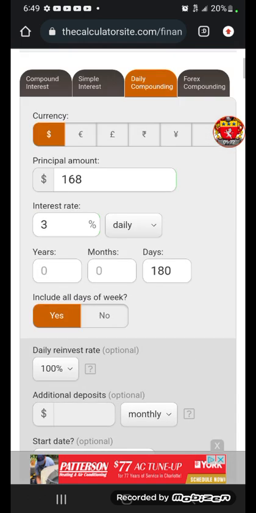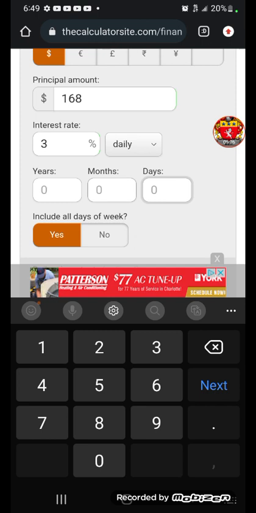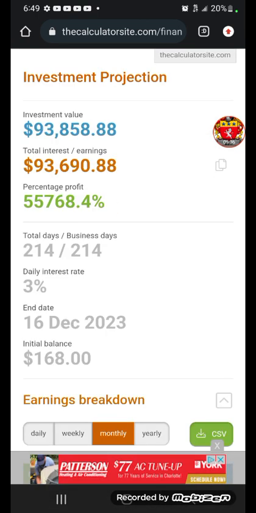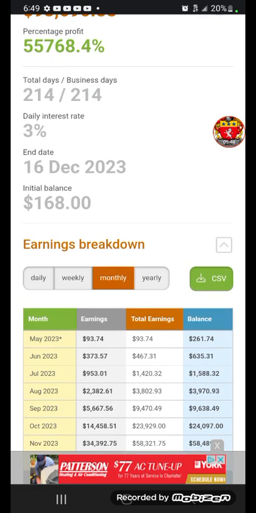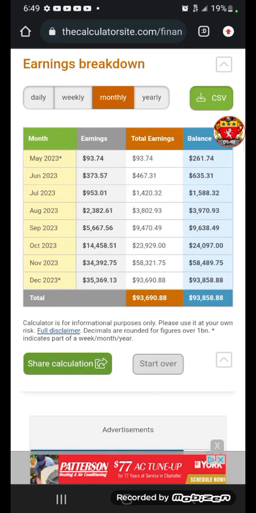So let's do 7 months. Let's just delete that and let's do 7 months. Let's see what you'll make after 7 months with an initial $168 investment. Well, that's $93,000 that you'll make after 7 months. You know, that's over $35,000 a day.